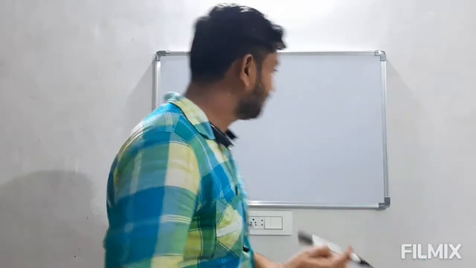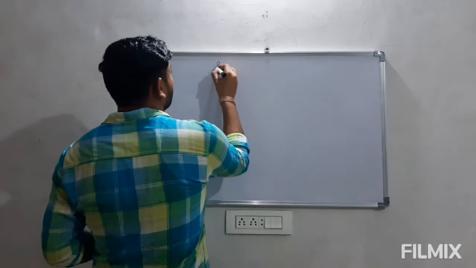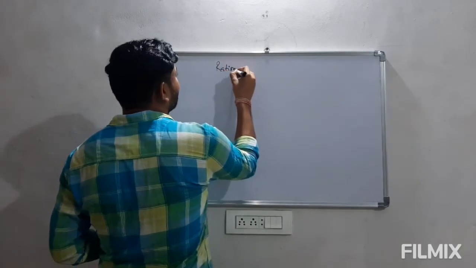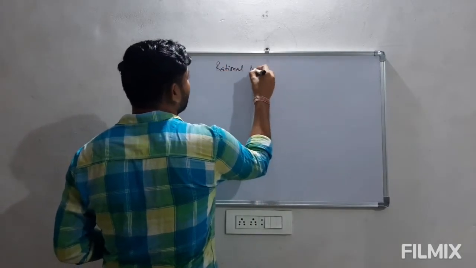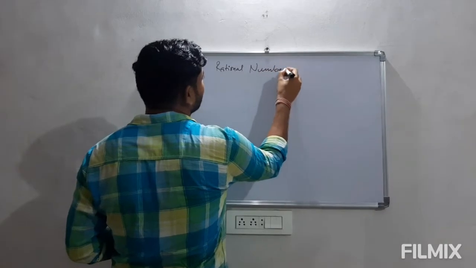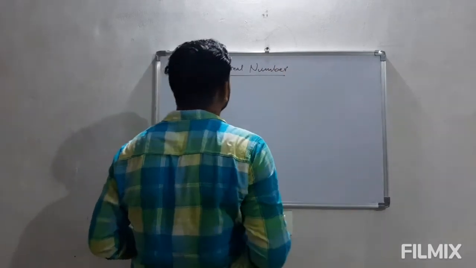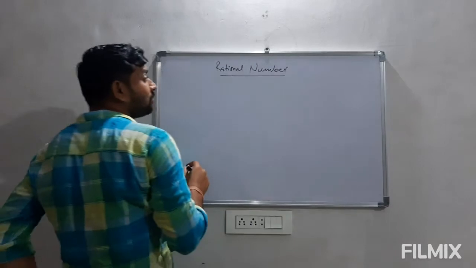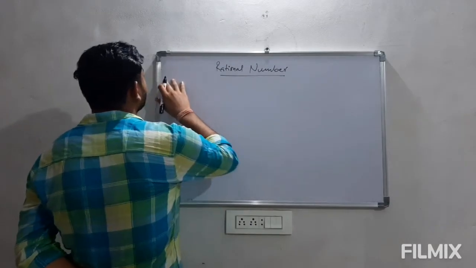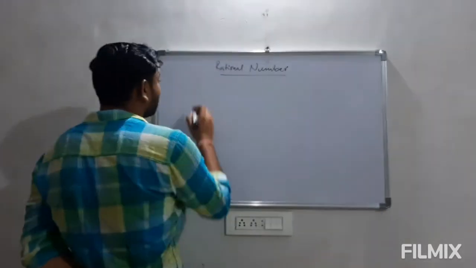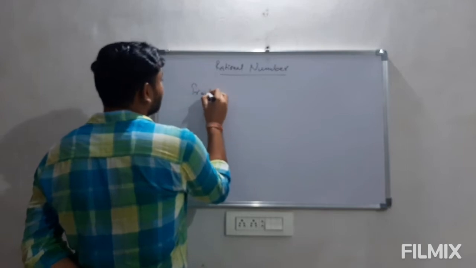Hello everyone. In today's video, I'll be discussing a very important topic related to the number system, and it is rational numbers. As you know, rational numbers are numbers which we can represent in the form of P upon Q. As this is related to fractions, let me discuss fractions first.